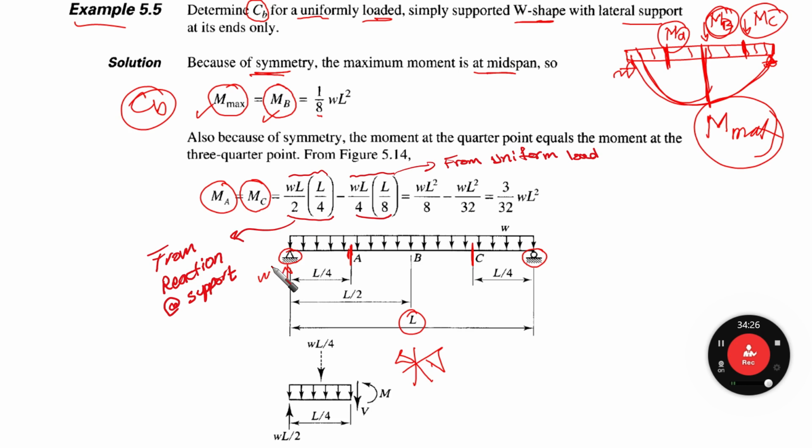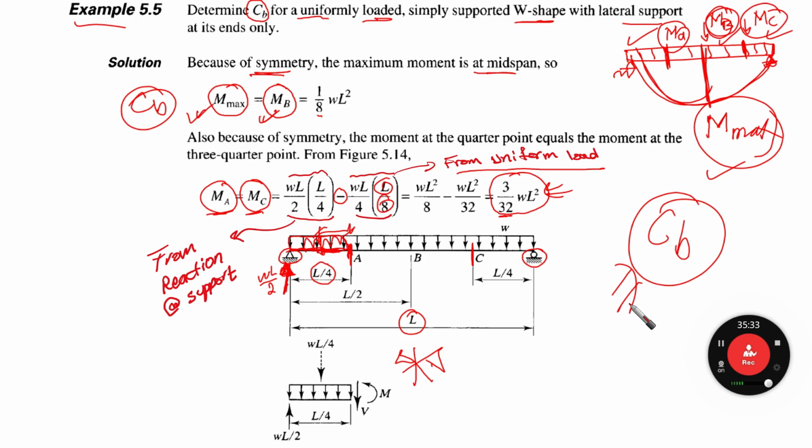So the reaction here is going to be WL over 2 times L over 4, which is the distance between the support and the point A, minus the contribution from the uniform load, which is this part. The reaction is heading up and the uniform load is heading down. So we are going to have WL over 4, which is the force here, times this distance, which is L over 8. So after calculation, we're going to find that MA equals MC equals 3/32 times WL squared. Now we have M maximum, MB, MA and MC. So everything is okay for calculating CB.